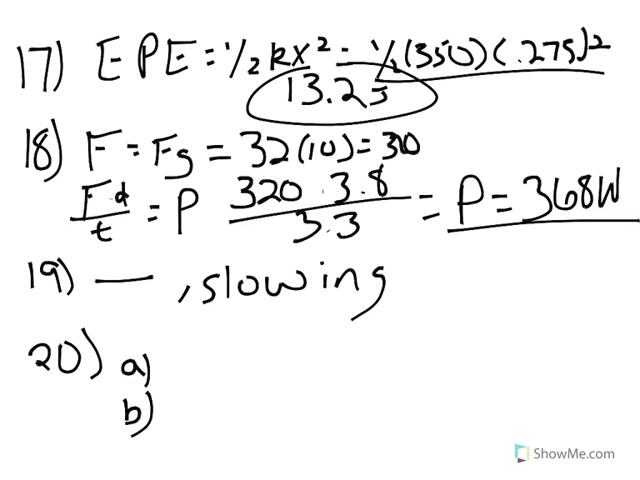Number 20. An out-of-control shopping cart rolls down a hill and runs into a car, bringing it to rest. At the top of the hill, what kind of energy did it have? It had gravitational potential energy at the top of the hill. At the bottom of the hill, it had kinetic energy, because it was moving.